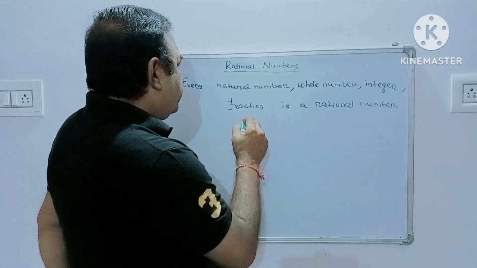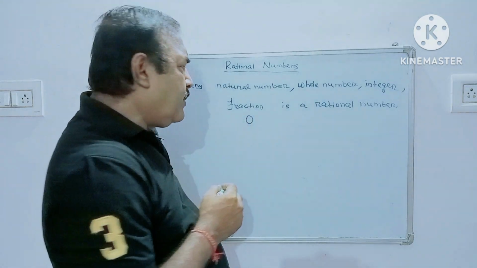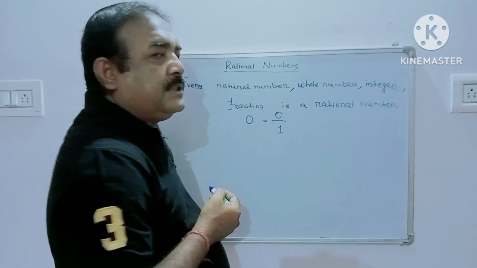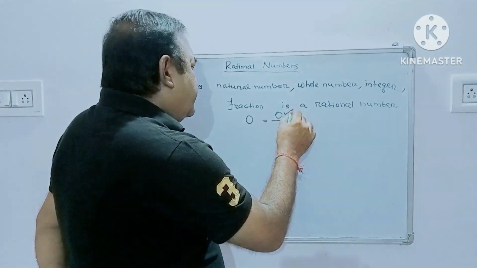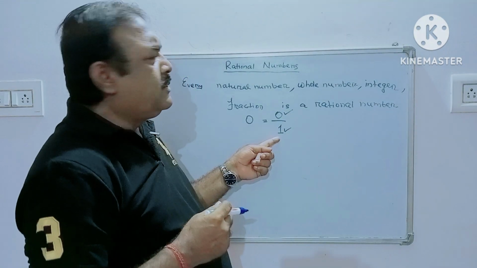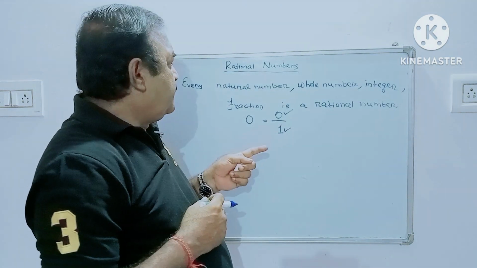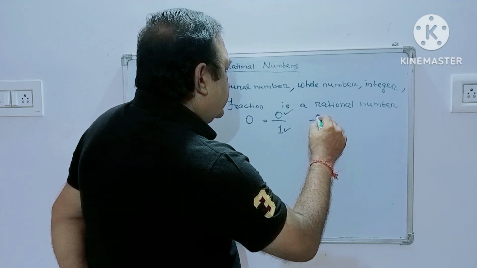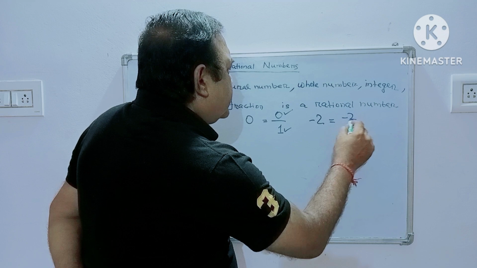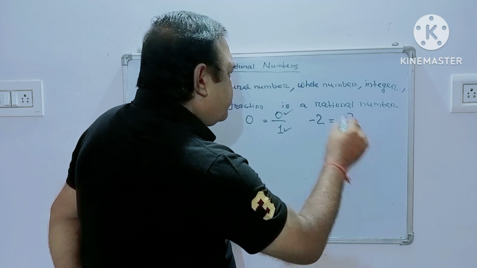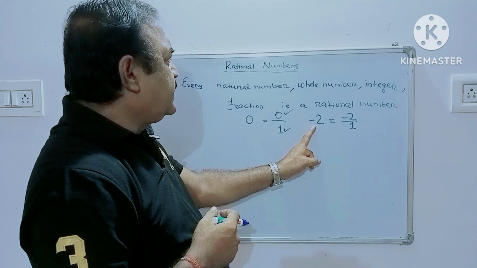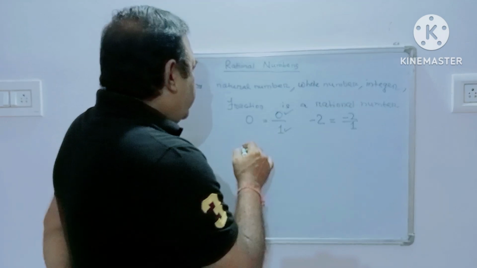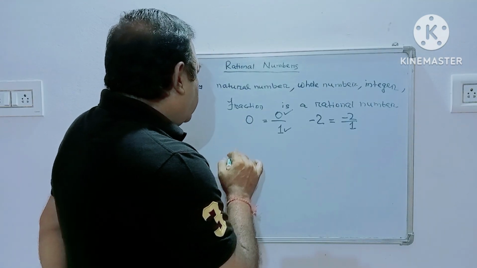You see, suppose 0. We can express it as a rational number. How? We may write 0 is equal to 0 divided by 1, 0 upon 1. You see, 0 is an integer, 1 is also an integer, and 1 is not equal to 0. So, we can express 0 as a rational number. Suppose minus 2. It is an integer, that is equal to minus 2 upon 1. So we can express this integer as a rational number. And fraction, you can easily do it. You take any two whole numbers except the denominator that should not be equal to 0.